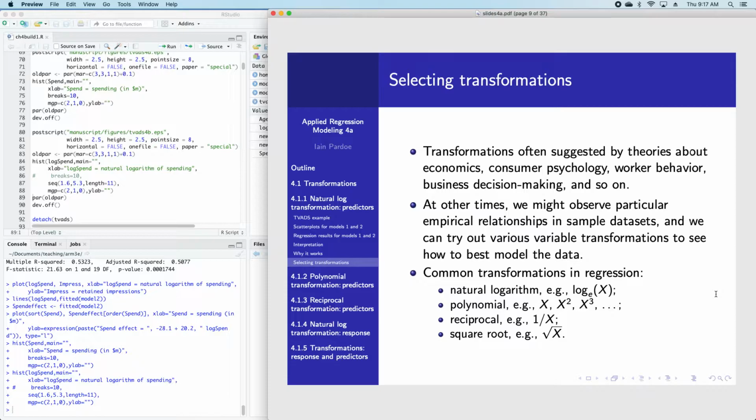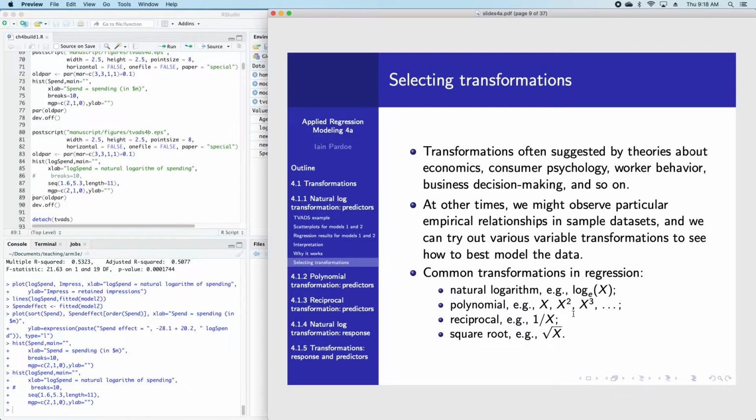So in general, it's ideal if we've got some background information suggesting which transformations might be applicable to a particular application. In the absence of that, then we can look at graphs as we just did. We can do some empirical studies and try out various transformations to see if any of them help improve our model. And so some common transformations that you'll see in regression modeling, we've looked at the natural logarithm transformation.